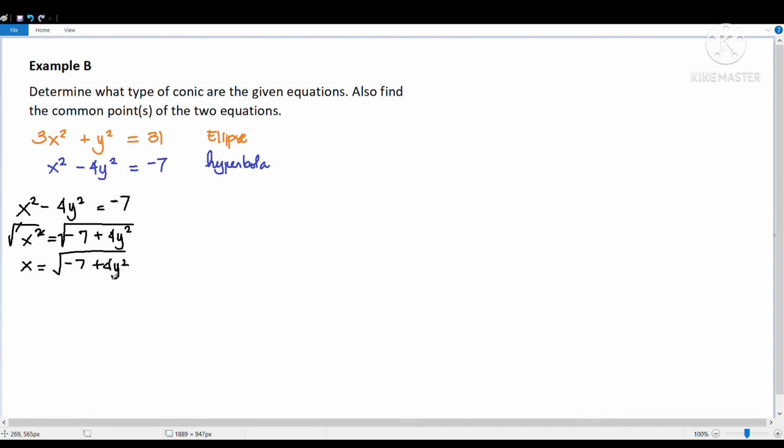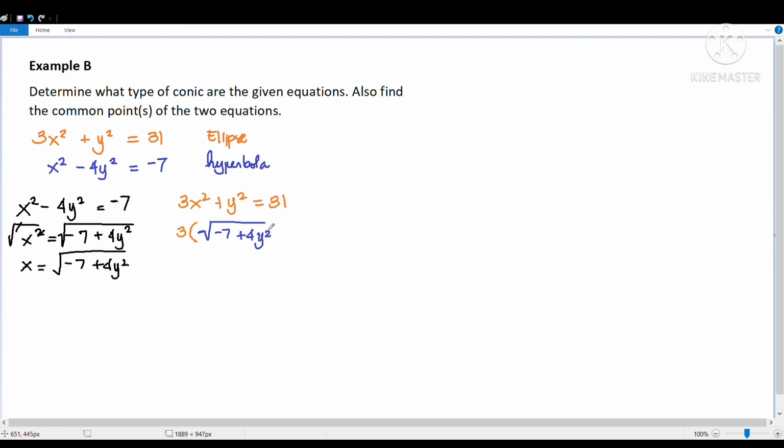value into the unused equation. Our unused equation is the first equation, which is 3x squared plus y squared equal to 31. I will be substituting the value of x, which is the square root of negative 7 plus 4y squared, in my x in this orange equation. So I will be having 3 times the value of x that I have, which is negative square root of negative 7 plus 4y squared.